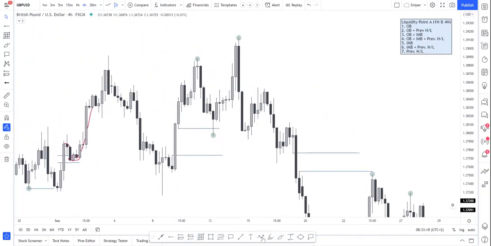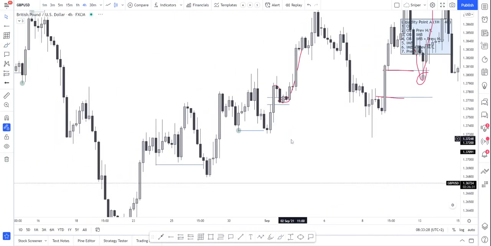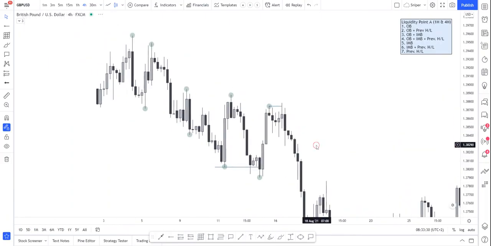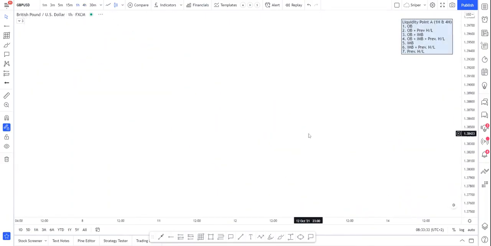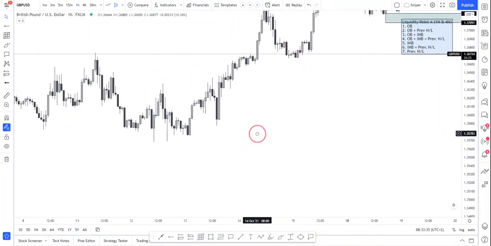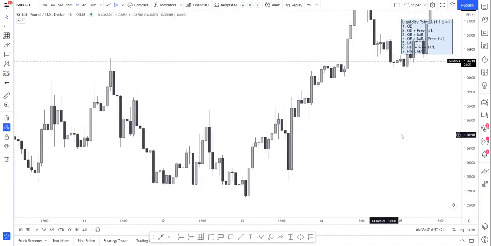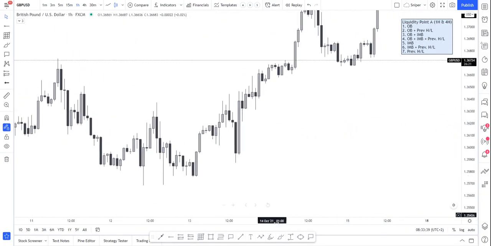Here we have number 5 as well, where we just have the imbalance. Price taps into the imbalance and then moves towards the upside. Let's look for a number 4, one of my favorites. It also depends on the time frame. Sometimes I can find it on one time frame and then not on the other. So here's a very good number 4. Can you guess why? I hope you can.